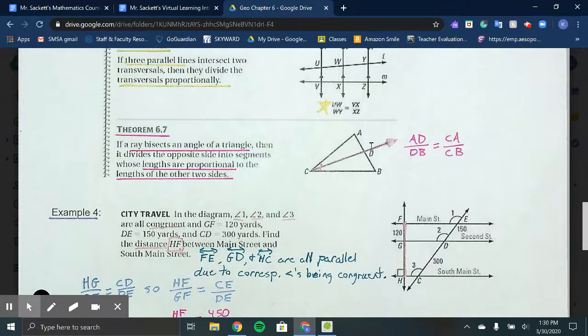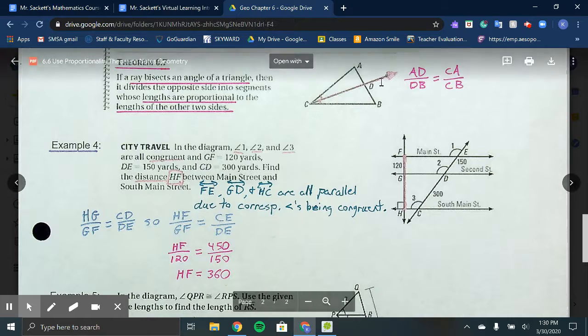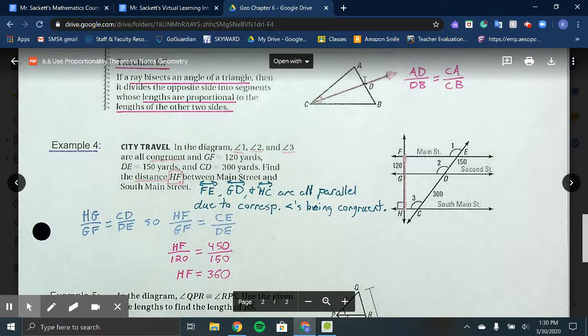Then in theorem 6.7, it states if a ray bisects an angle of the triangle, so in this case we're looking at ray CD, then it divides the opposite side into segments whose lengths are proportional to the lengths of the other two sides. So in that case, they're talking about segment AD and DB, which would be proportional to CA and CB.